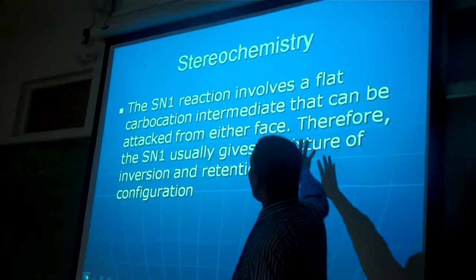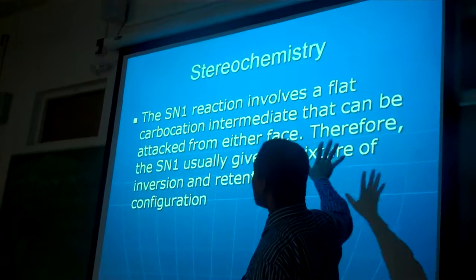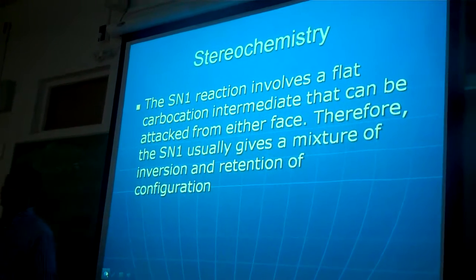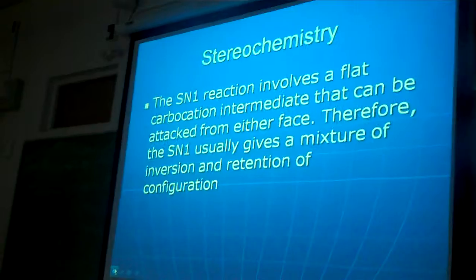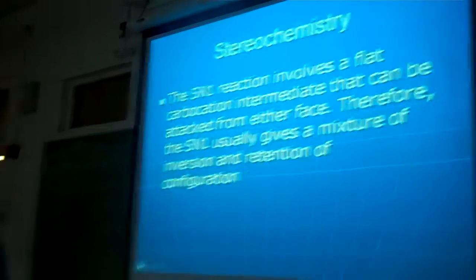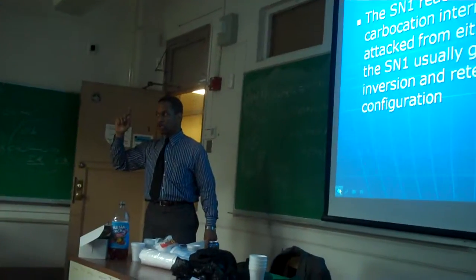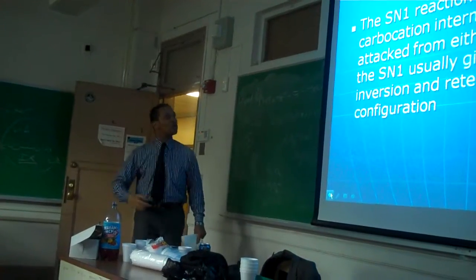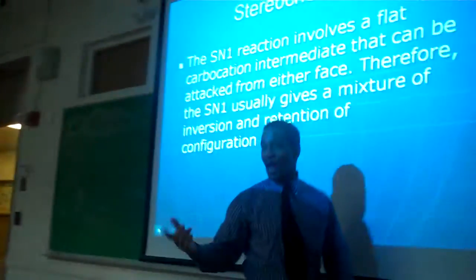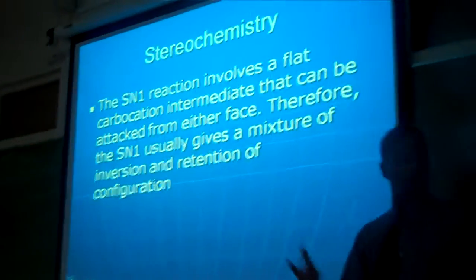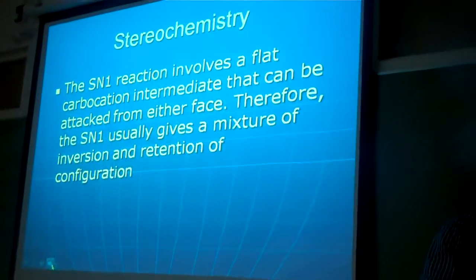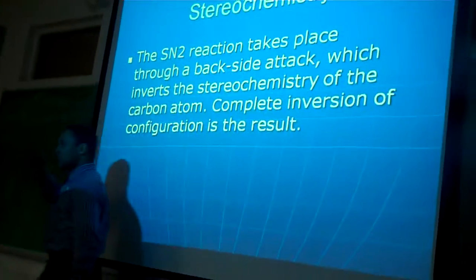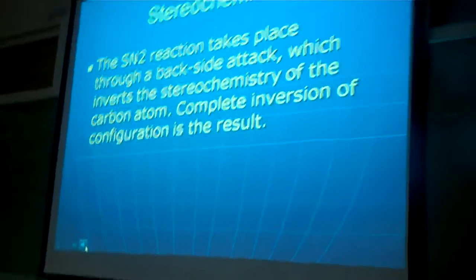The SN1 reaction involves a flat carbocation intermediate that can be attacked from either face. This results in a racemic modification, meaning I can have something that rotates the plane of polarized light, D or L, dextrorotatory or levorotatory. There are two forms of glyceraldehyde. One is dextro, one is levo, and it's R and S. When it carries out an SN1 reaction, it no longer rotates the plane of polarized light because of the transition state. An SN2 reaction will produce a product that still rotates the plane of polarized light.